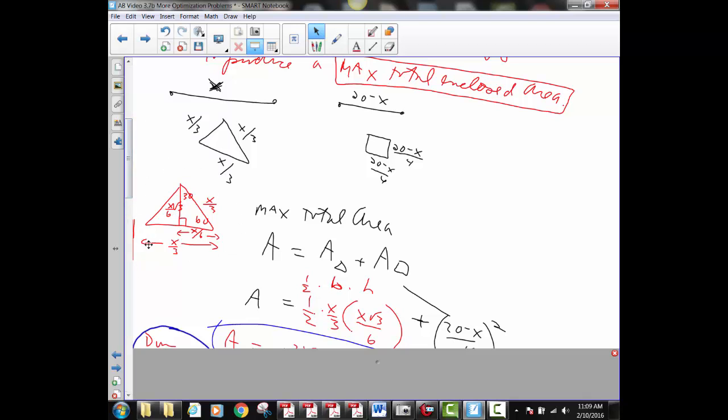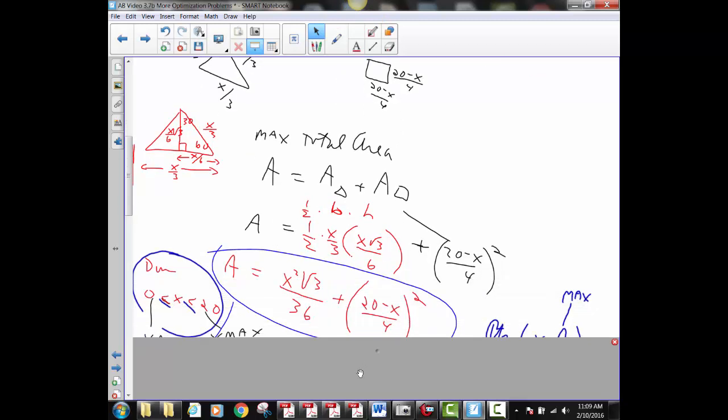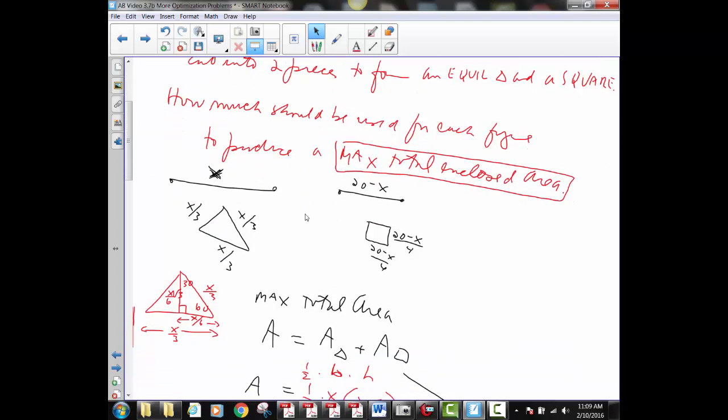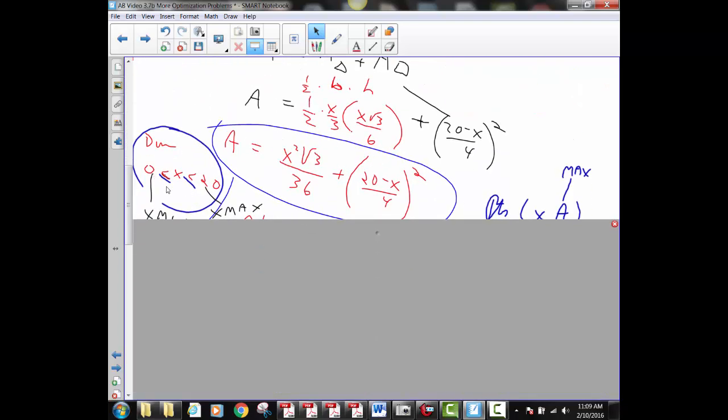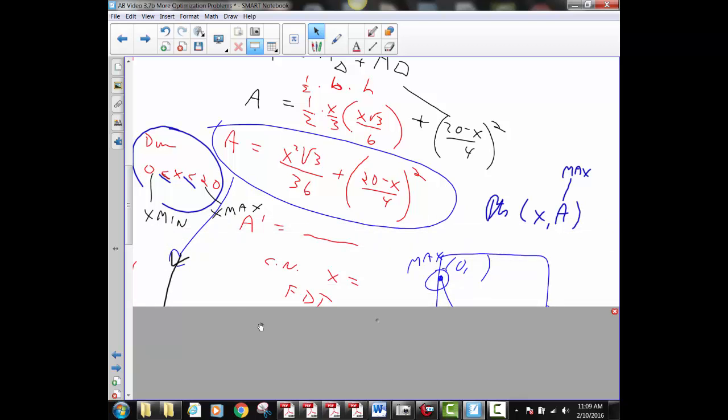The area of the triangle is 1/2 its base, which is x over 3, times the height, which is x root 3 over 6. The area of the square, of course, is the length of the side squared. And therefore, here is your formula in A and x. What is your domain? Well, x obviously has to be positive, and x is not going to be any more than 20. I'm going to put equals here because, as it turns out, this would be the novel case where you're going to use all of it for one of the figures.